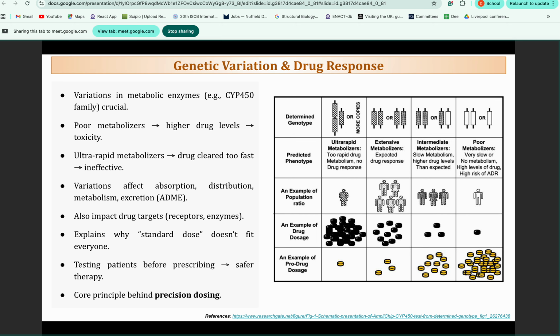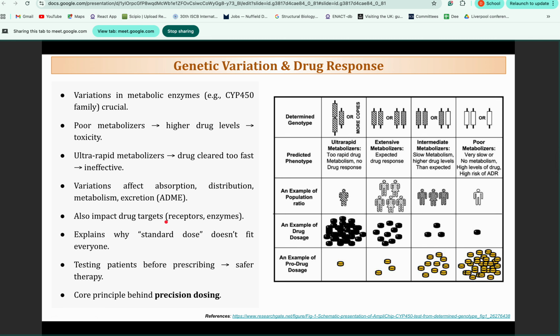How that drug gets distributed to different tissues throughout the body will also be different. Metabolism is also an important factor which will decide how the drug is broken down inside the body. And then comes excretion, that after its absorption, whatever is leftover, how well it is excreted out. So the variations affect all these properties, and they also impact the drug targets.